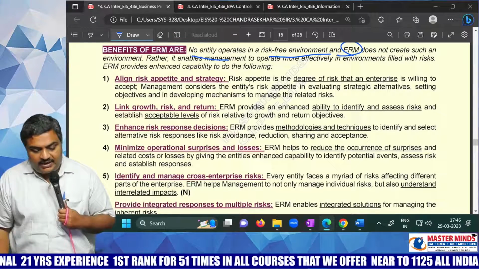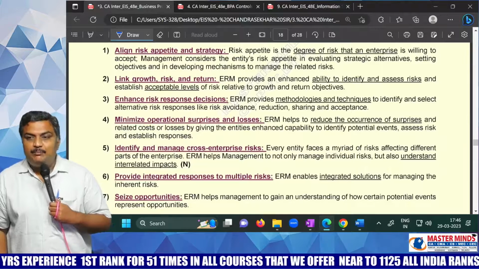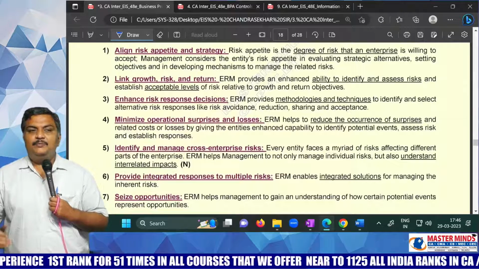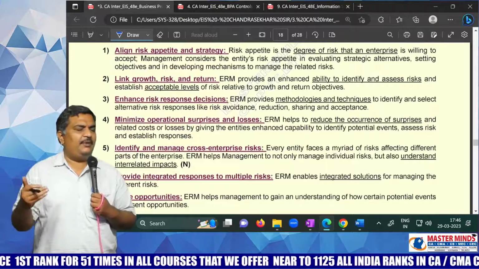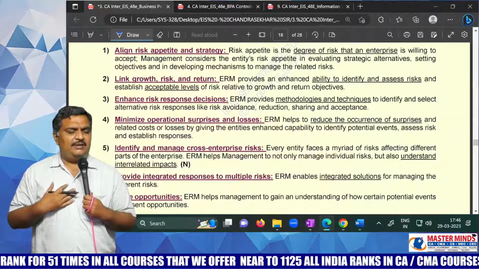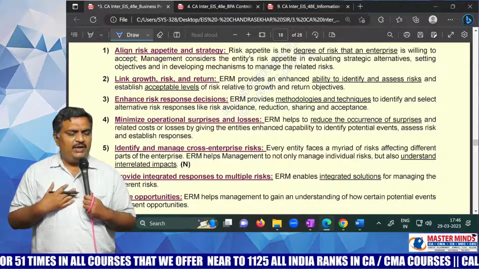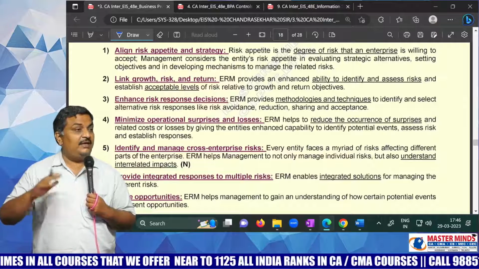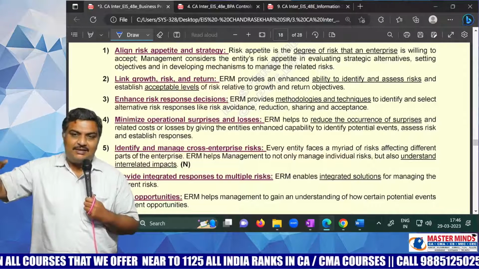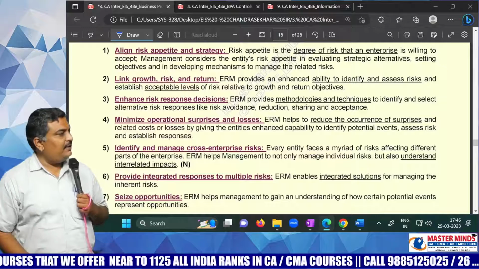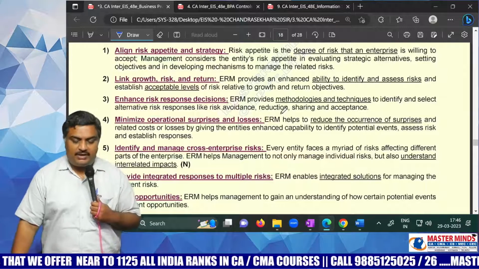So if your organization has a very good ERM policy, ERM policy means, see, your organization has a policy. I want to know the risk. I want to analyze the risk. I want to mitigate the risk. That is called ERM, Enterprise Risk Management. So if you have a very good ERM policy in your organization, what happens?